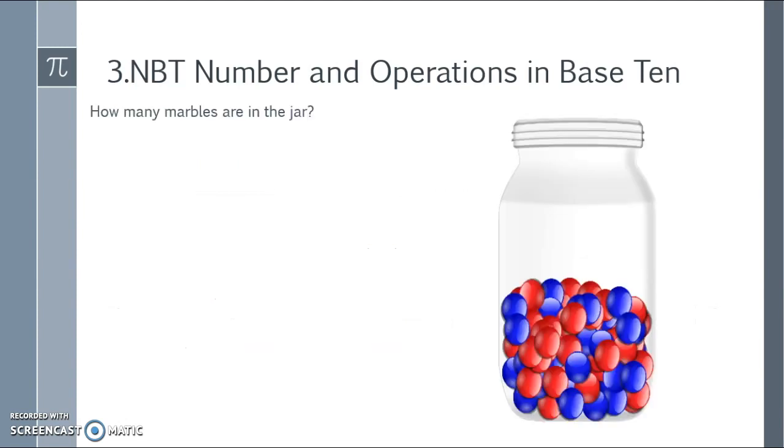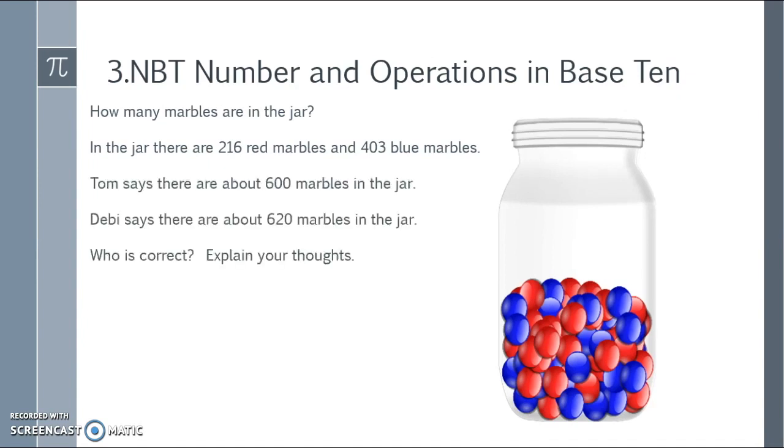How many marbles are in the jar? Maybe you might need a little bit more information than that, since they're not real marbles that we can see. In the jar, there are 216 red marbles and 403 blue marbles. Tom says there are about 600 marbles in the jar, but Debbie says there are about 620 marbles in the jar. Who's correct? What do we think?